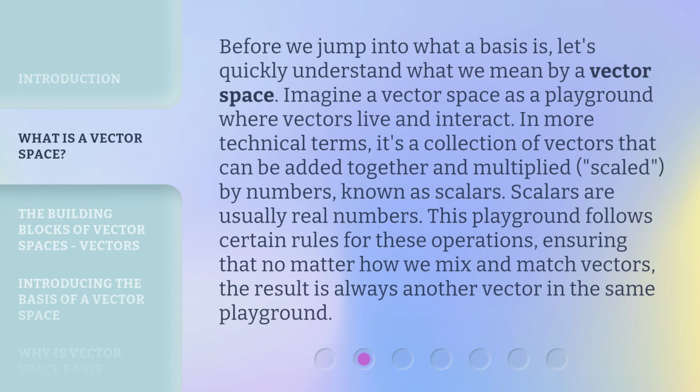Before we jump into what a basis is, let's quickly understand what we mean by a vector space. Imagine a vector space as a playground where vectors live and interact. In more technical terms, it's a collection of vectors that can be added together and multiplied, scaled, by numbers, known as scalars. Scalars are usually real numbers. This playground follows certain rules for these operations, ensuring that no matter how we mix and match vectors, the result is always another vector in the same playground.